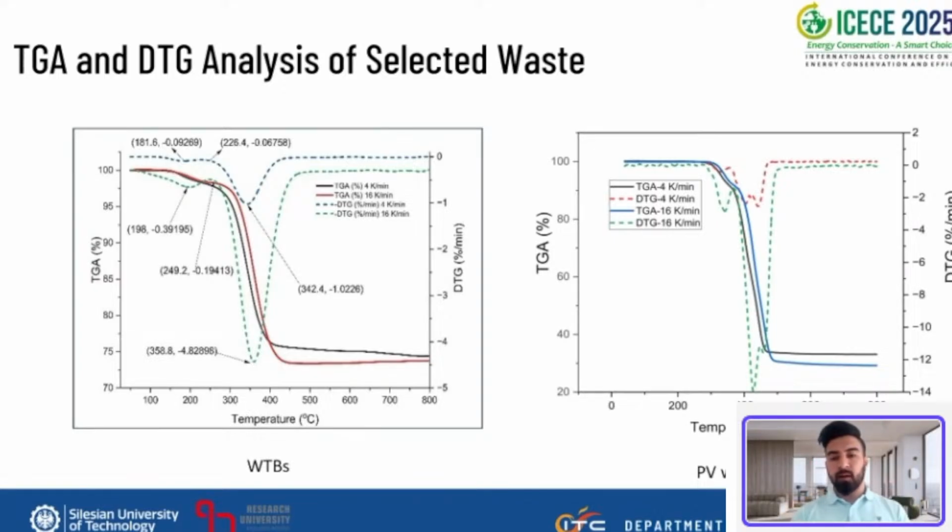On the other hand, if we talk about PV waste, very similar observations were obtained: we are getting the major degradation of polymers around 400 degrees C, or maybe around 450 degrees C. And the initial weight loss can be attributed to the same kind of polymers that have lower melting points.